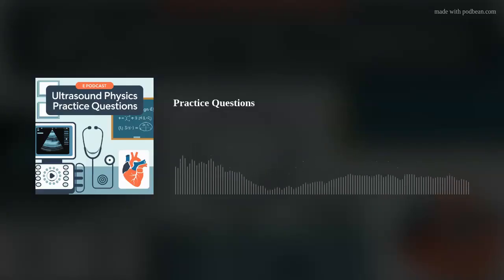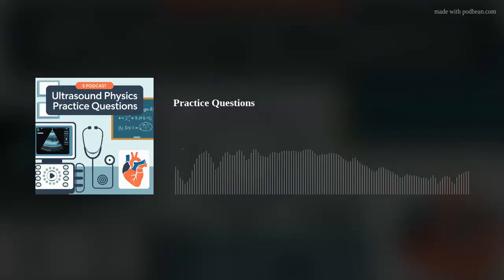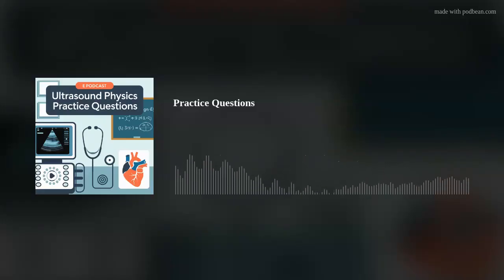This one wants us to actually calculate the velocity of a reflector using the Doppler equation. Can you walk me through how that equation works? The Doppler equation can look scary at first, but it's basically just a way to relate the Doppler shift, which is how much the frequency changes because of motion, to the velocity of the reflector.